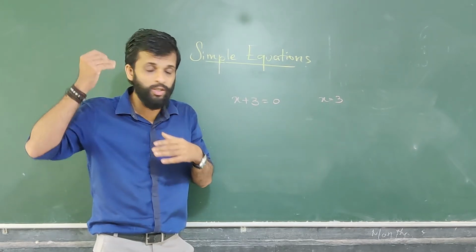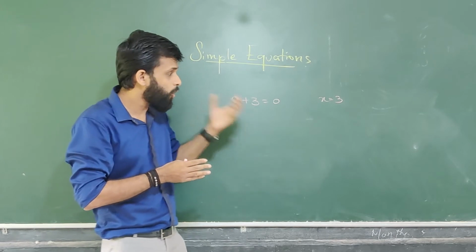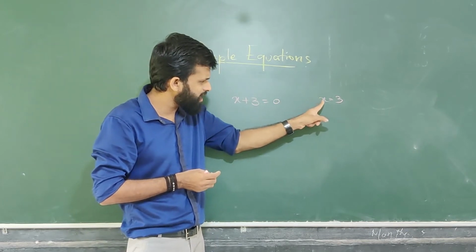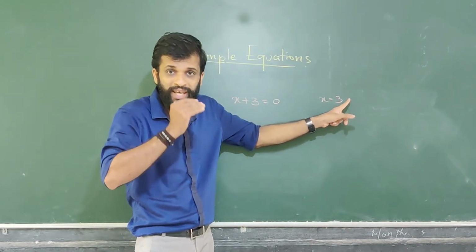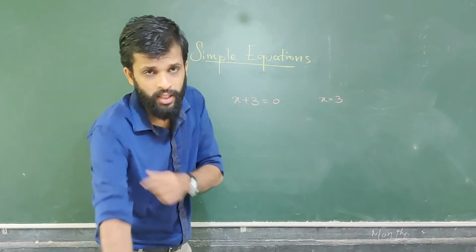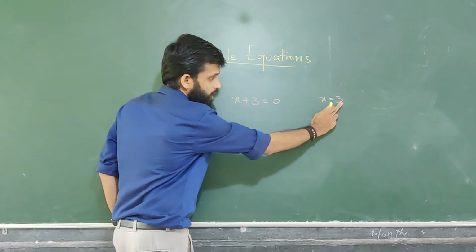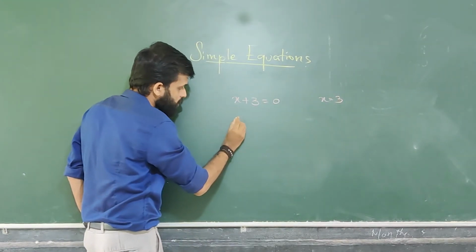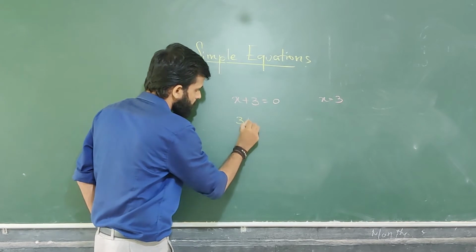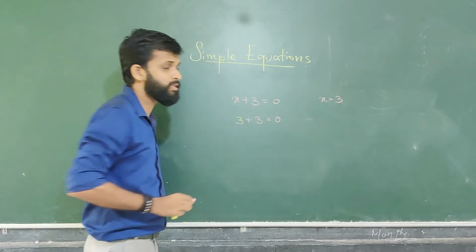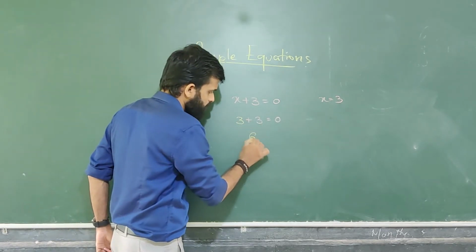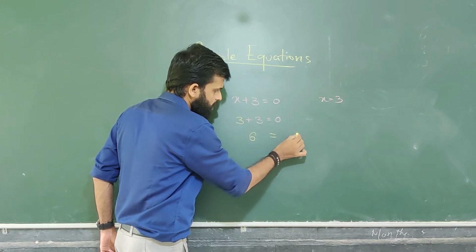So to verify this, all we do is put the value 3 in place of x, because it is said x equals 3. So wherever there is x, we put 3. Simple as that, and write the same equation once again. So here I will write, instead of x, 3, and the rest everything remains the same. So 3 plus 3 is equal to 0. And what do we get? 3 plus 3 will become 6, equal to 0.